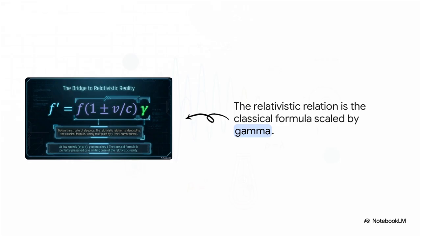I mean, just look at the structural elegance here. The f prime represents the new frequency. Now that blue portion of the equation, that is the exact standard classical formula for the Doppler shift. But look at the green symbol tacked onto the end.